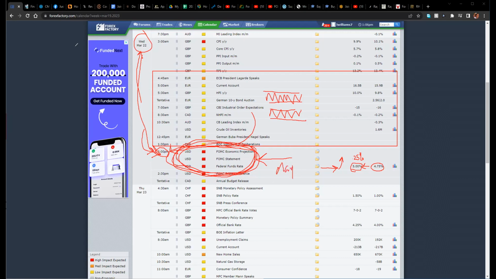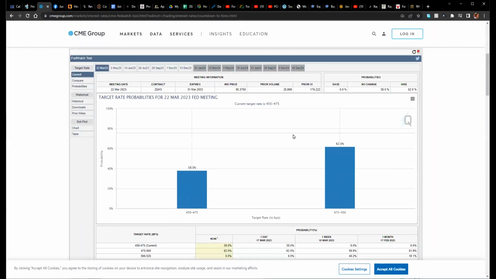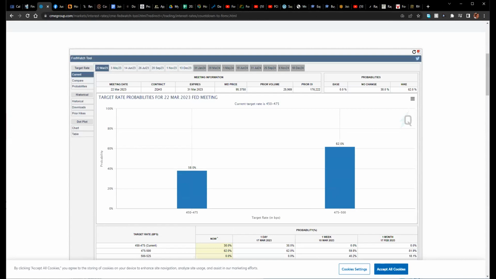Okay, so along with that rate decision, let's look at the Chicago Board Exchange in terms of its expectations. Right now it's still looking heavy on a high probability of 62% that we will go up 25 basis points versus 38%. As long as we're coming in at 25 basis points with a 62% probability this Wednesday, then we can expect some strength in the dollar. And then of course, indices and gold and everything else would go down, right?